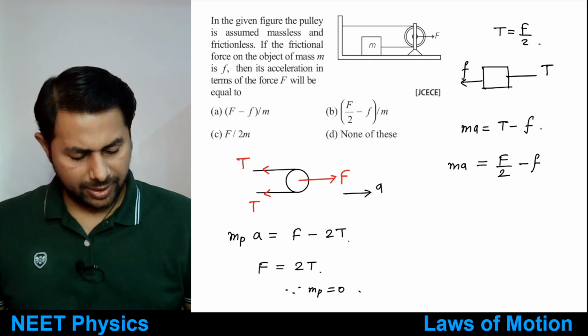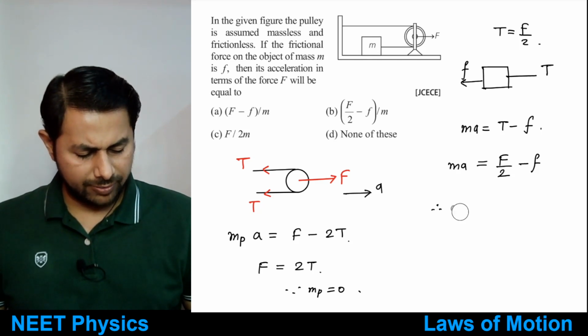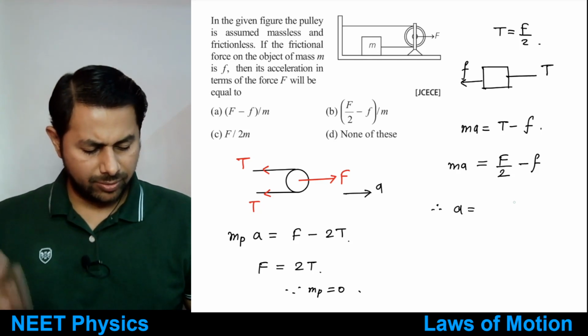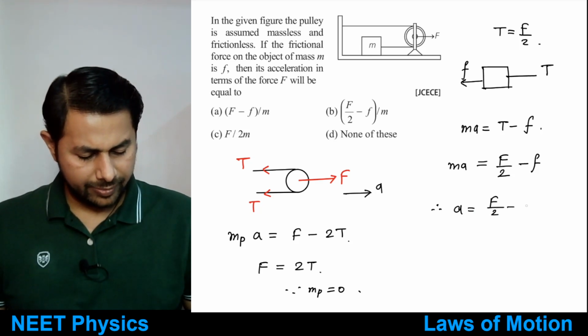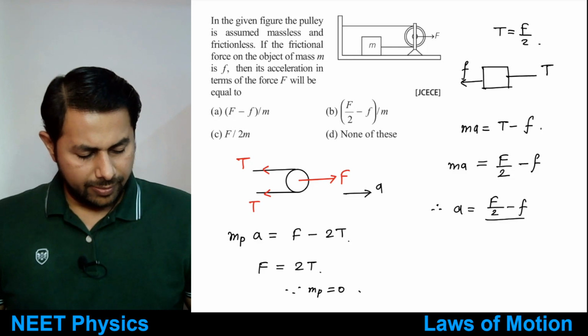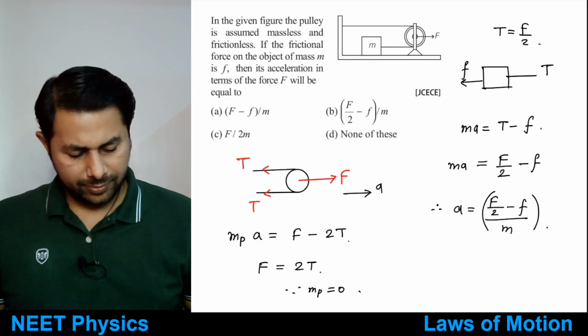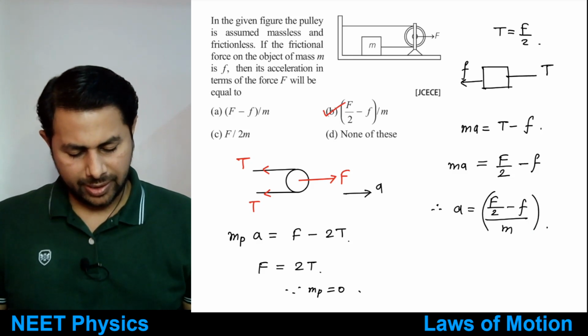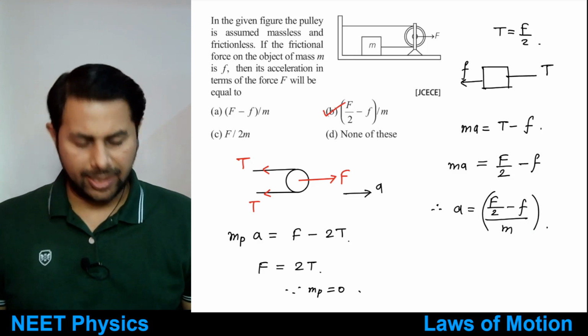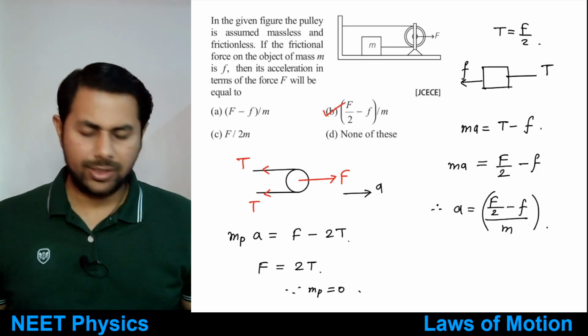This is m times A, and therefore A is equal to (F by 2 minus f) divided by m. So that's the answer. It's option B: F by 2 minus f, divided by m. So this thing is clear.